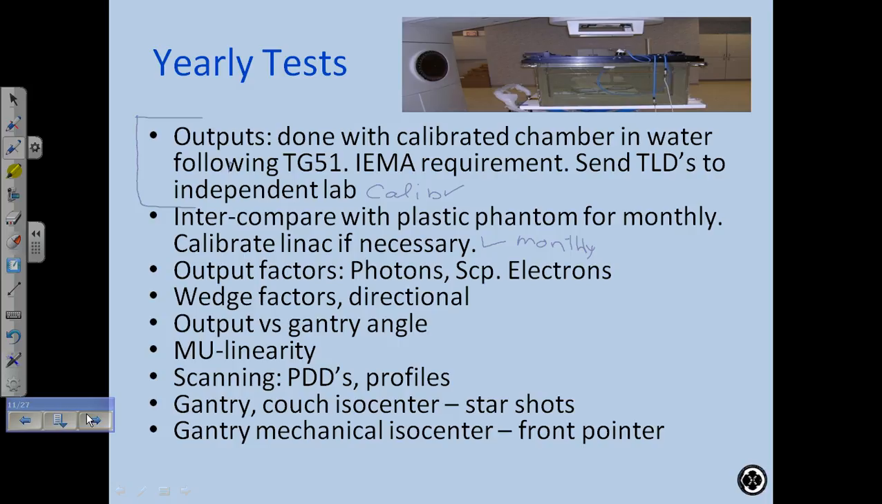Another way you could do a chamber constancy is with a source. You can take a cesium source, some kind of check source, put it at a known distance, and then check the reading that you get on your chamber.